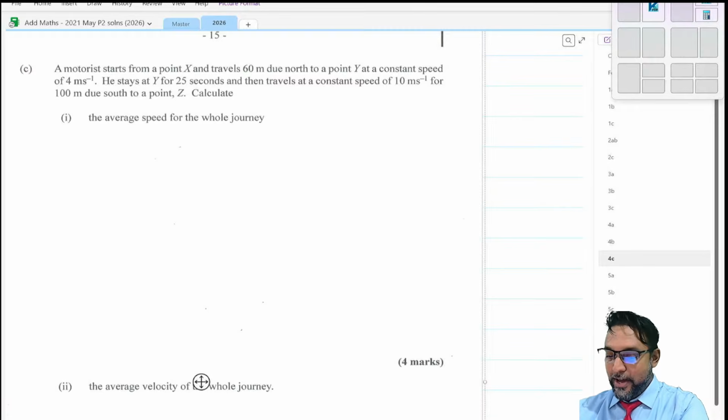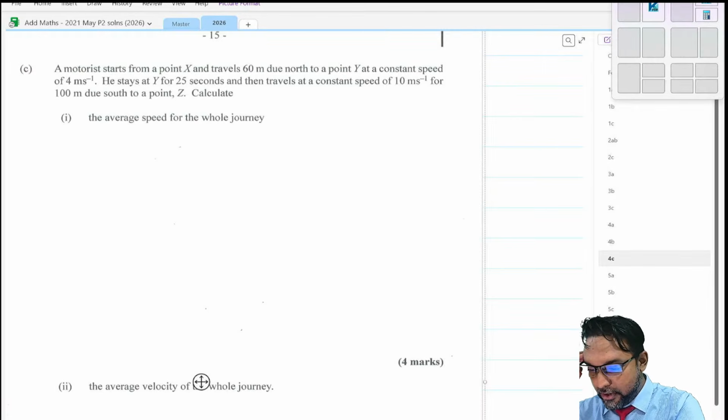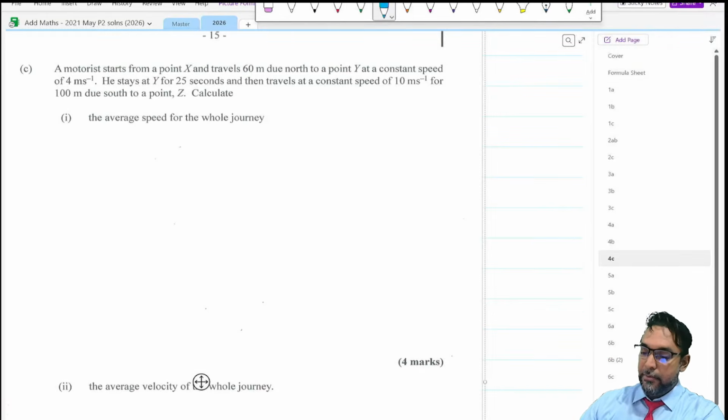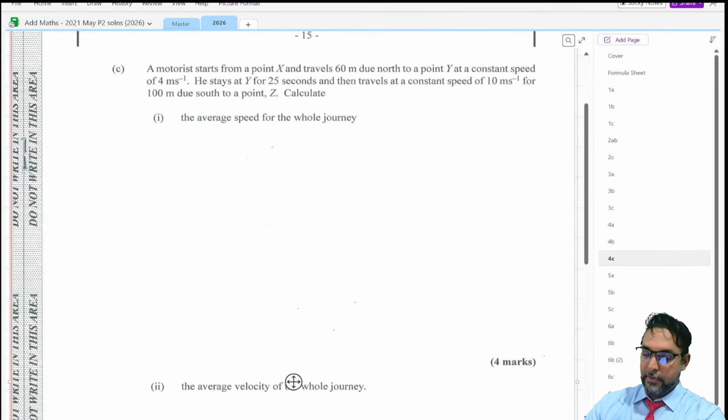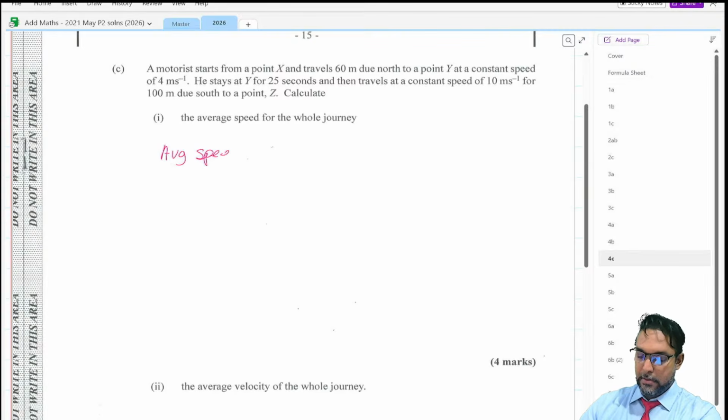A motorist starts from X and travels 60 meters due north to a point Y at a constant speed of 4 meters per second. He stays at Y for 25 seconds and travels at a constant speed of 10 meters per second, 100 meters due south. Okay, average speed is total distance travelled over total time. Speed is distance over time, so you just add the 25 too. Total distance divided by total time. Right, that is correct.